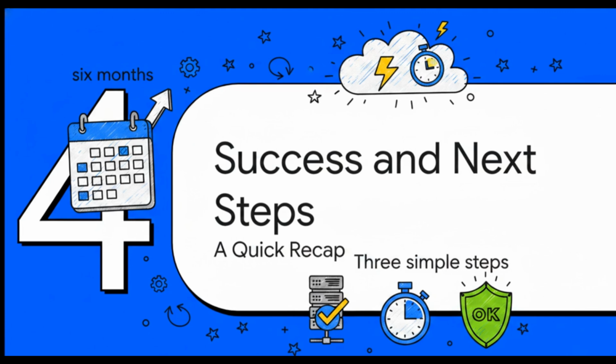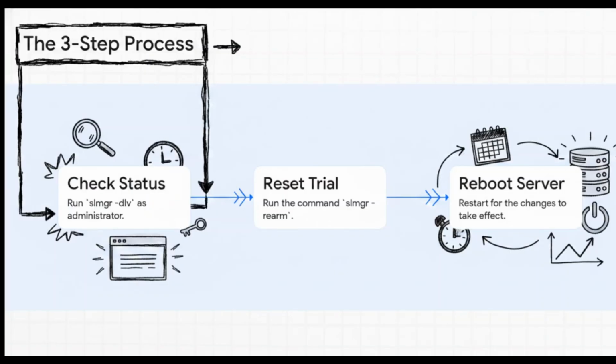Let's do a super quick recap of the whole process, just to make sure it sticks. It's really just 3 simple steps. Okay, so to sum it all up, step 1. Check your status by running slmgr -dlv as an administrator. Step 2, reset the trial clock by running slmgr -rearm. And step 3, the most important final step, reboot your server. Once it comes back up, your 180-day evaluation period will be fully restored.